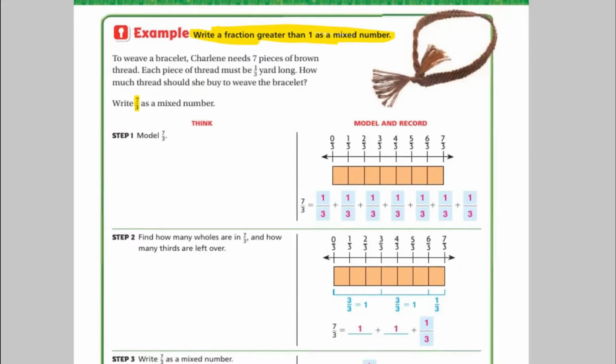Okay, let's model it. We can model it like that, or we can write it as a sum of unit fractions, as we started before. So 7/3 equals 1/3 plus 1/3 plus 1/3. So we're gonna use 1/3 7 times, as you see here. Okay, as we all said before.